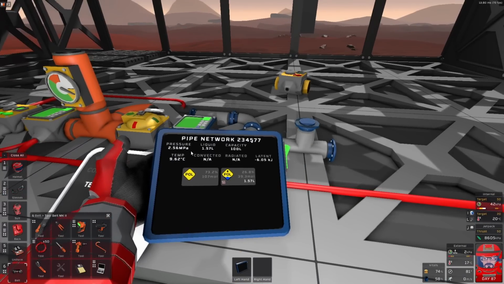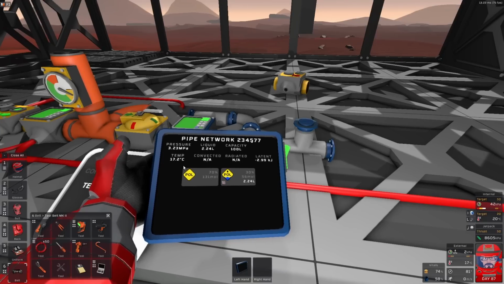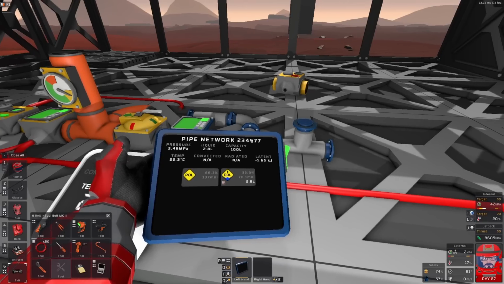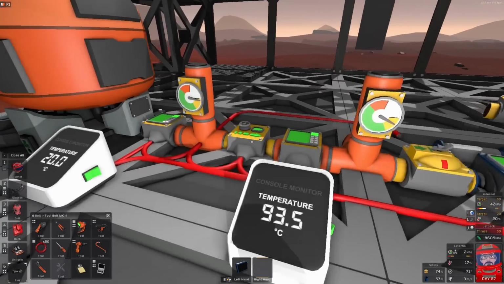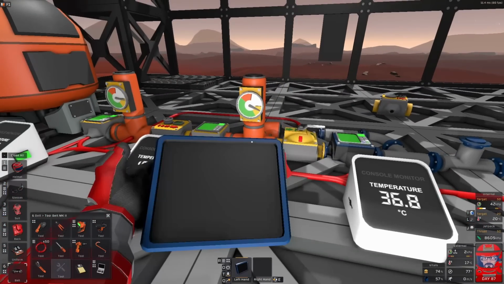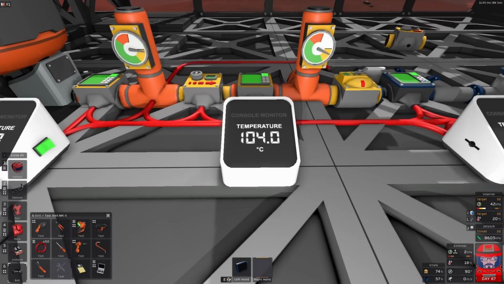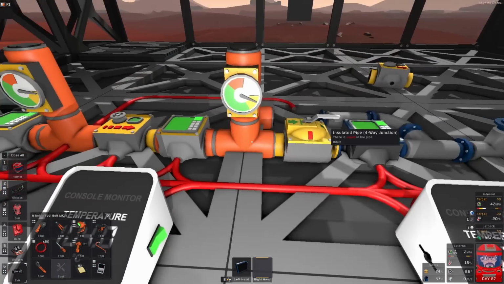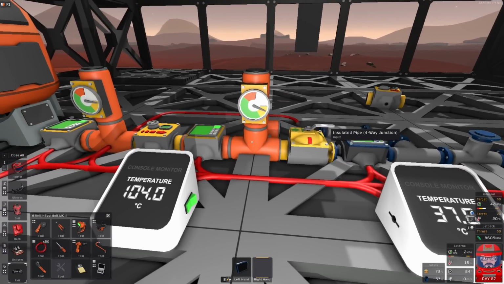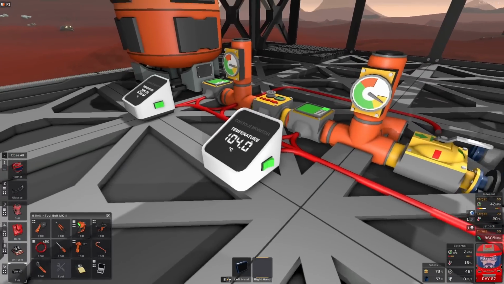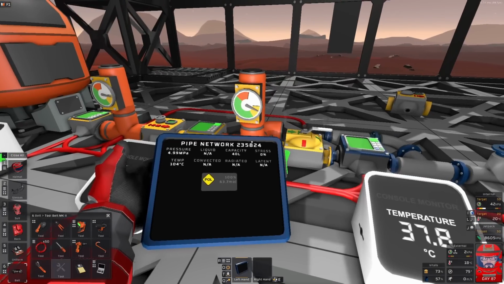Of course, once this gets up to the 2 or 3 megapascals or whatever it takes to liquefy it, depending on that temperature, that's when it will settle down. That should do us. Right, okay, we're up to 104 degrees now, because as we've been liquefying more and more of the gas, it's been releasing more and more heat, and the heat is remaining within the gas that's left.